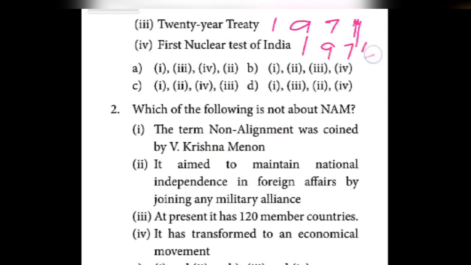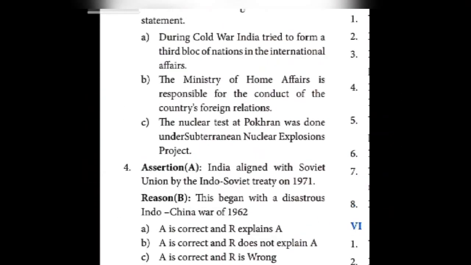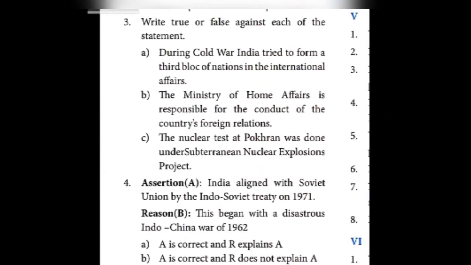So which option is correct? Option B is the correct answer. Option B, 1, 2, 3, 4. Second one, C is the correct answer. Third one, true or false? First one, true. Second one, false. Third one, true. True, false, true. Then the fourth one, C is the correct answer.